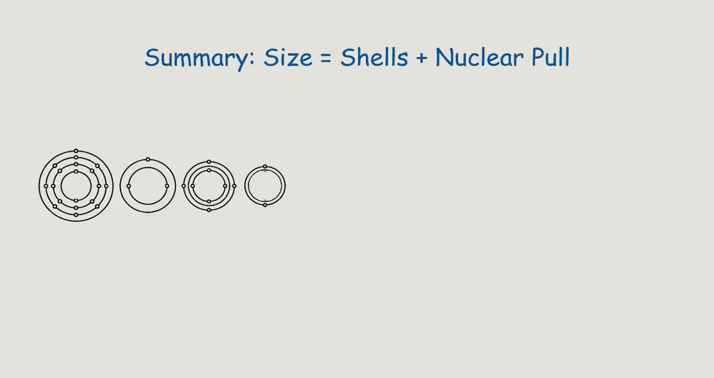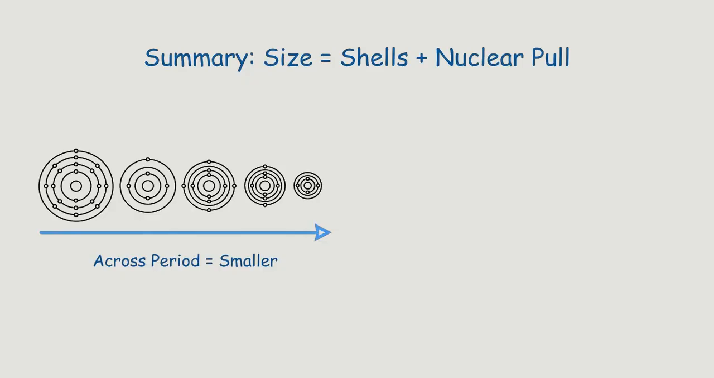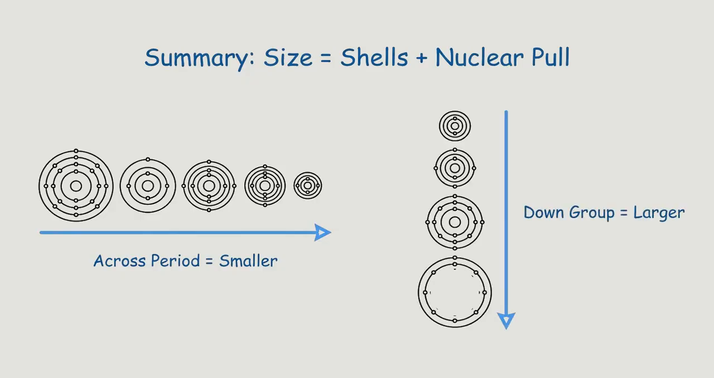So the core idea is simple. Atomic radii change because size depends on how many electron shells are occupied and how strongly the nucleus pulls on the valence electrons. Across a period, effective nuclear charge increases and atoms get smaller. Down a group, new shells and shielding dominate and atoms get larger.